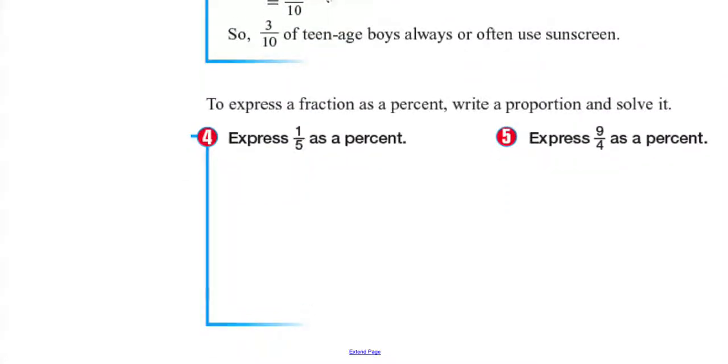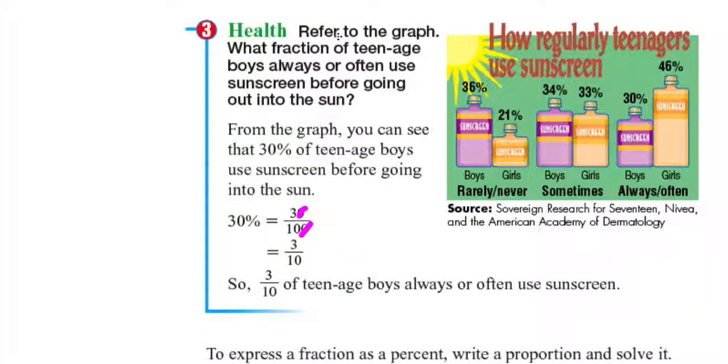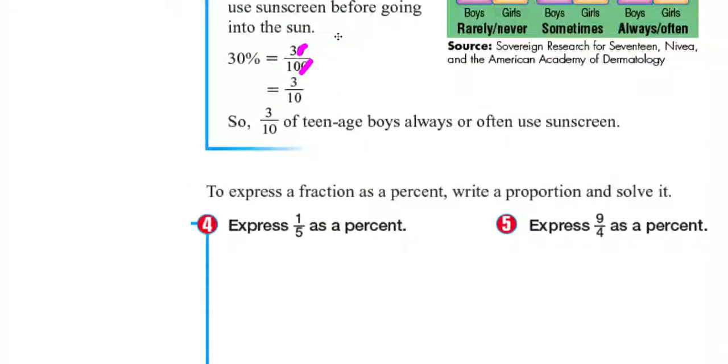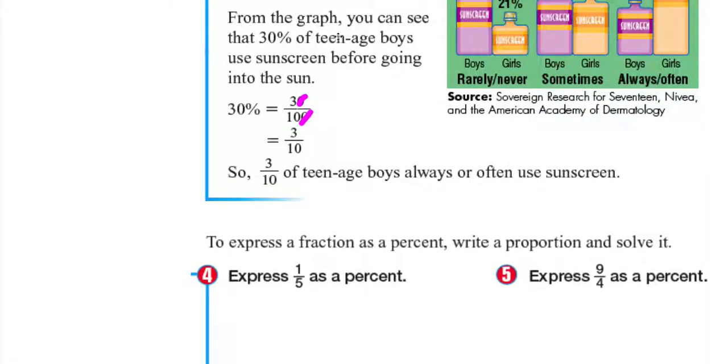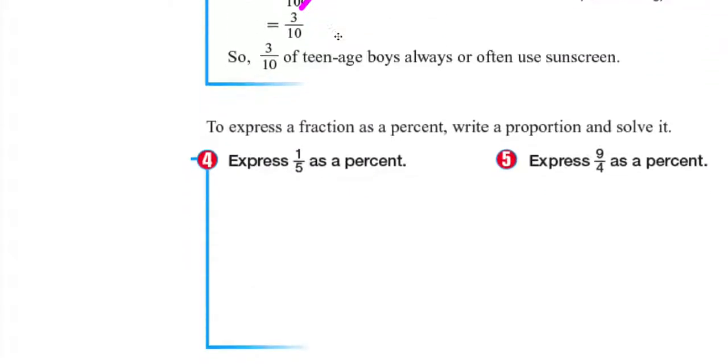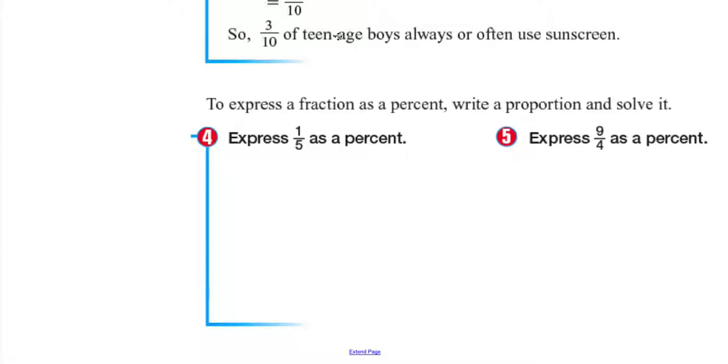Take a look at example number 4. To express a fraction as a percent, write a proportion and then solve it. We want to express 1/5 now as a percent. We go the opposite way. Remember, in the previous examples, we expressed a percent as a fraction. Now we want to express a fraction as a percent.